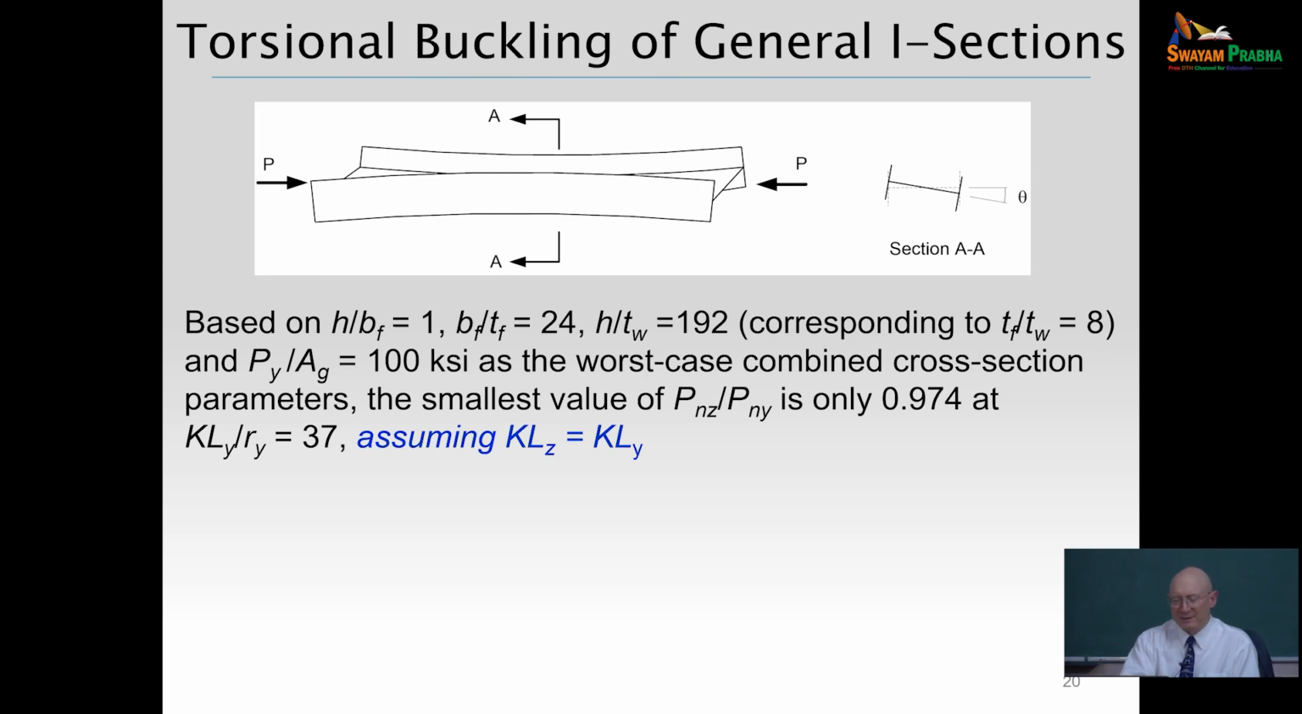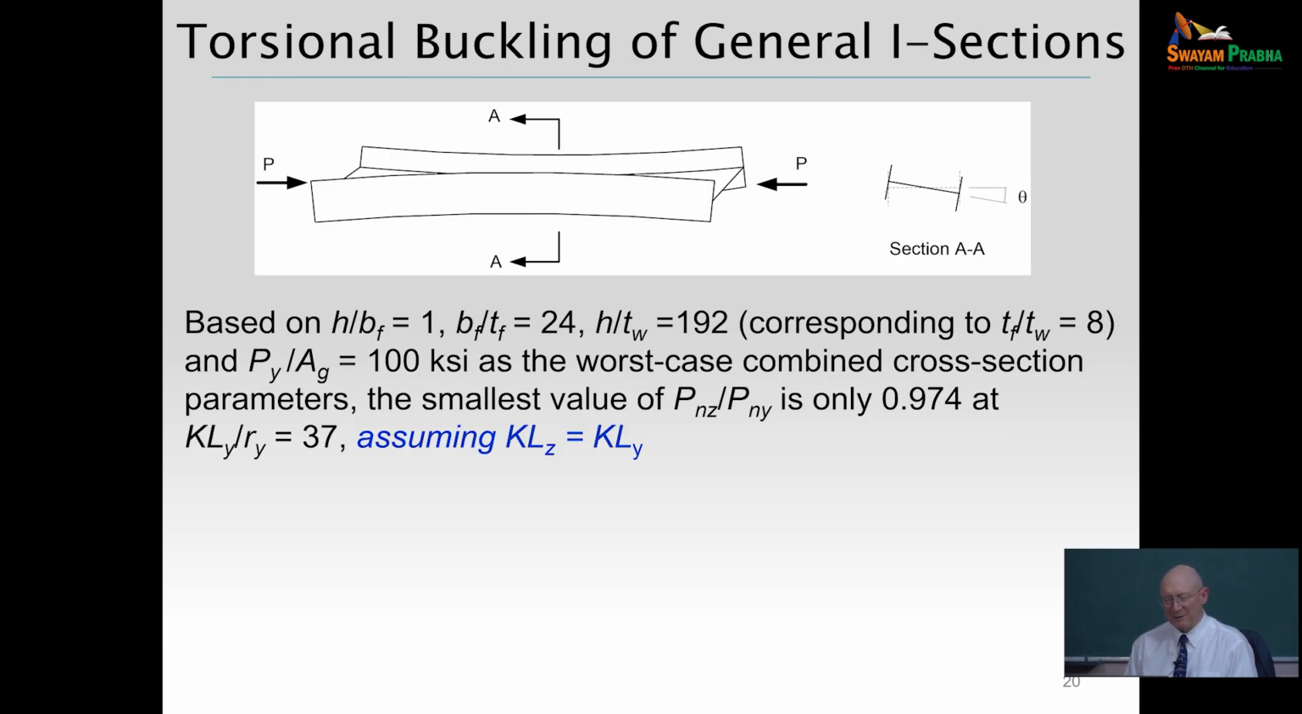What you will find is, if we assume that we're not going to have an I section with flanges wider than the section is deep, so the height of the web to width of the flange equal to 1, say, and if we have rather thin flanges, so B over T of the flanges of 24, and then we have a quite thin web, an H over TW of 192, that's kind of pushing about as far as you might go in terms of thinness.